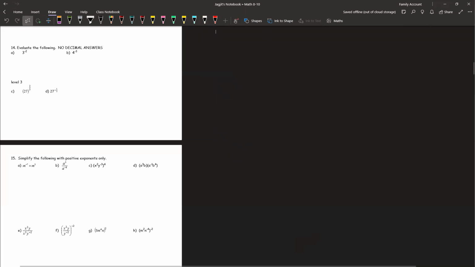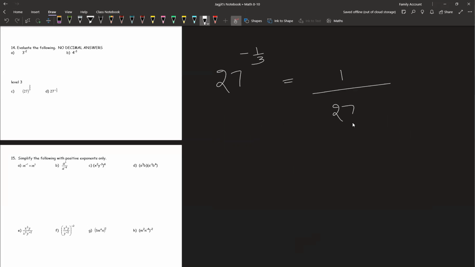If I give you 27 to the power minus 1 over 3. Okay, take the reciprocal, you move it to the bottom, it becomes 27 to the power 1 over 3. And 27 can be written as 3 to the power 3. What happens? The denominator cancels with that. So your answer is just 1 over 3.